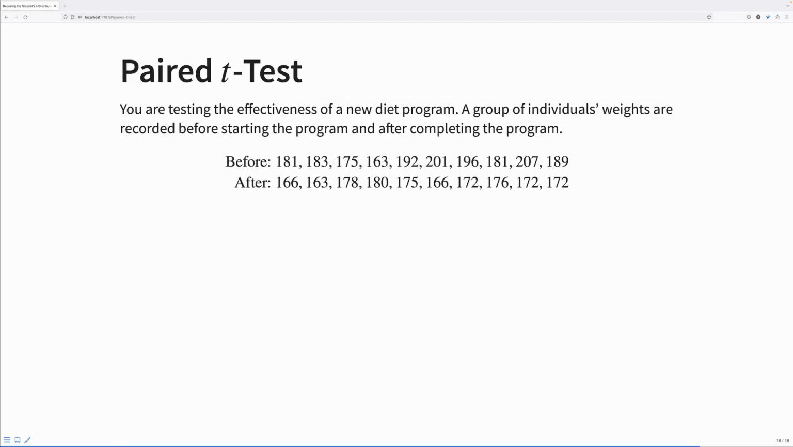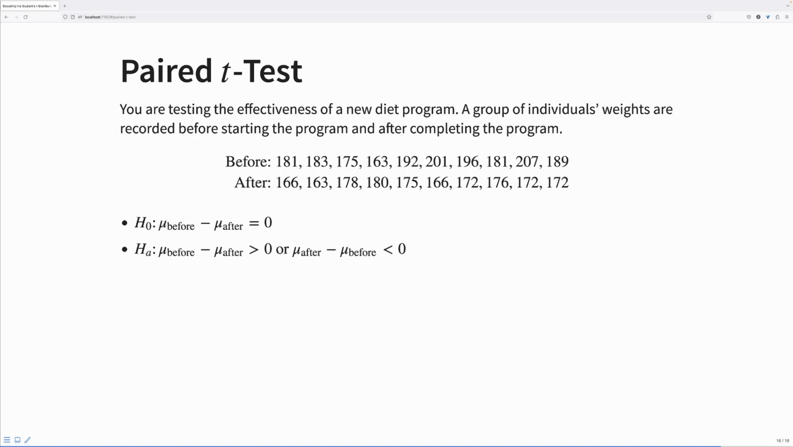And then the last one is the paired t-test. So you are testing the effectiveness of a new diet program. A group of individuals' weights are recorded before starting the program and after completing the program. So here are the weights before the program, and here are the weights after the program. We state our null hypothesis as mu before minus mu after is equal to 0. The alternative hypothesis is mu before minus mu after is greater than 0.